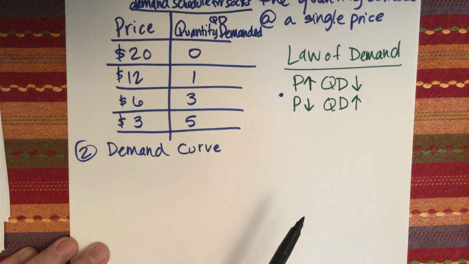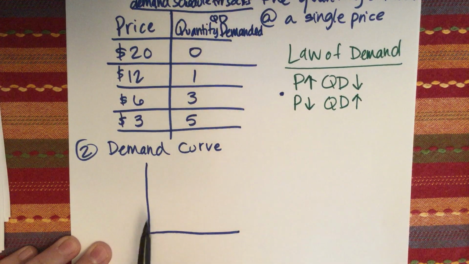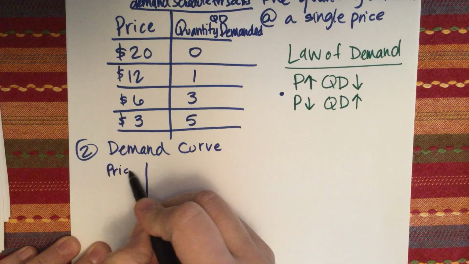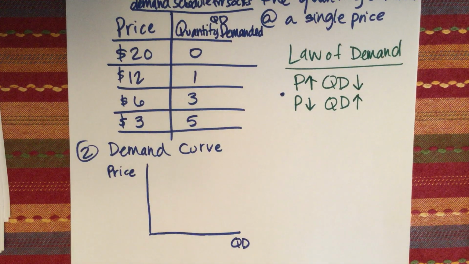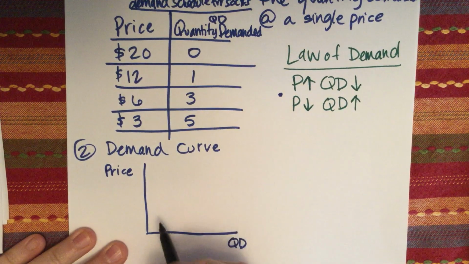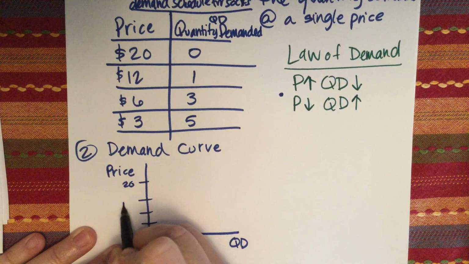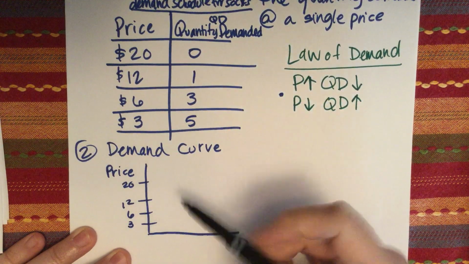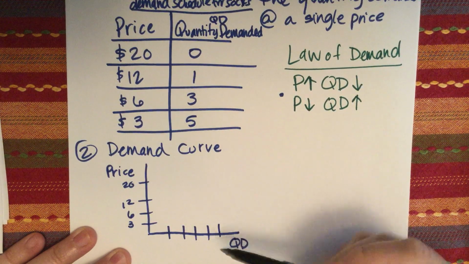In macroeconomics, for every graph that you see, there's going to be some sort of price on the y. Price is always listed on the y-axis, and quantity demanded, which I'm just going to abbreviate as QD, is always listed on the x-axis. So do not let that confuse you when you are plotting your points from a demand schedule. So I'm just going to very generically put my prices down here, 3, 6, 12, 20. And then I'm going to put my quantity, 1, 2, 3, 4, 5.